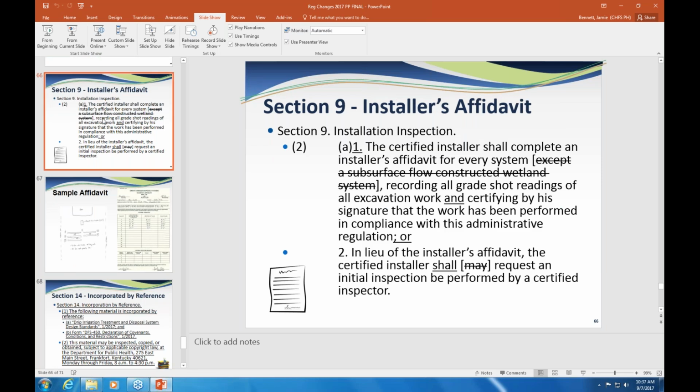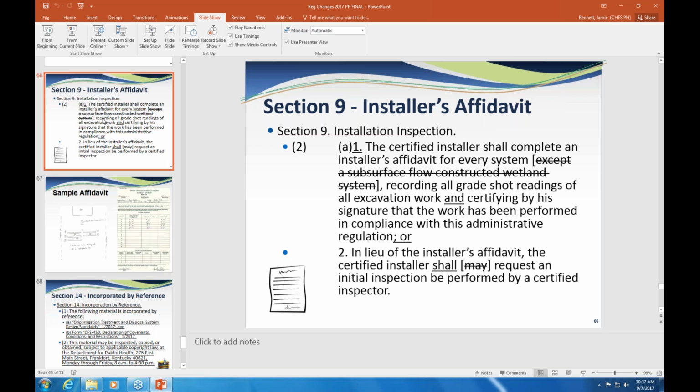Section 9, the installer's affidavit. Section 9 is in the installation inspection. The certified installer shall complete an installer's affidavit for every system, recording all grade shot readings of all excavation work and certifying by his signature that the work has been performed in compliance with this administrative regulation.